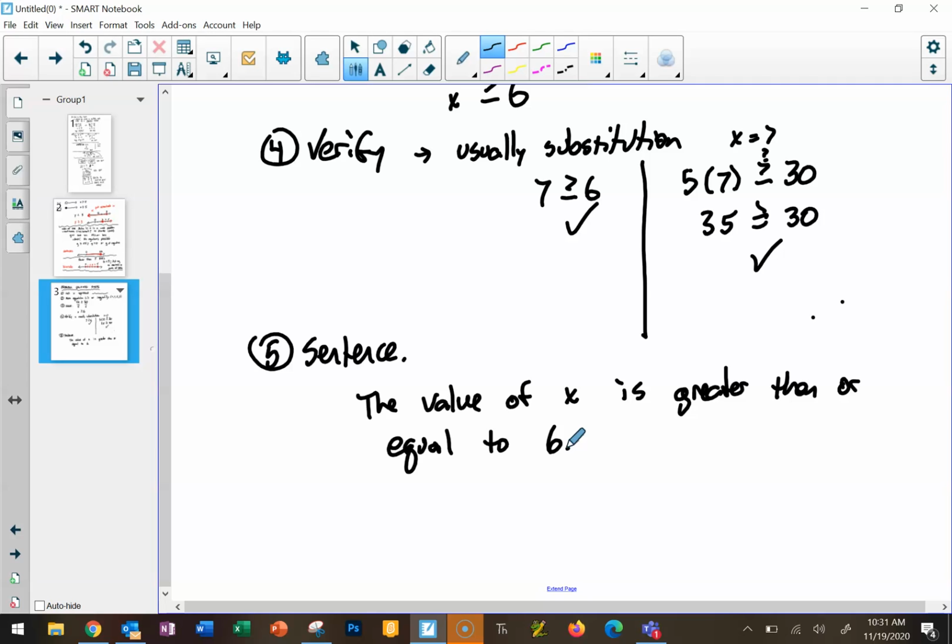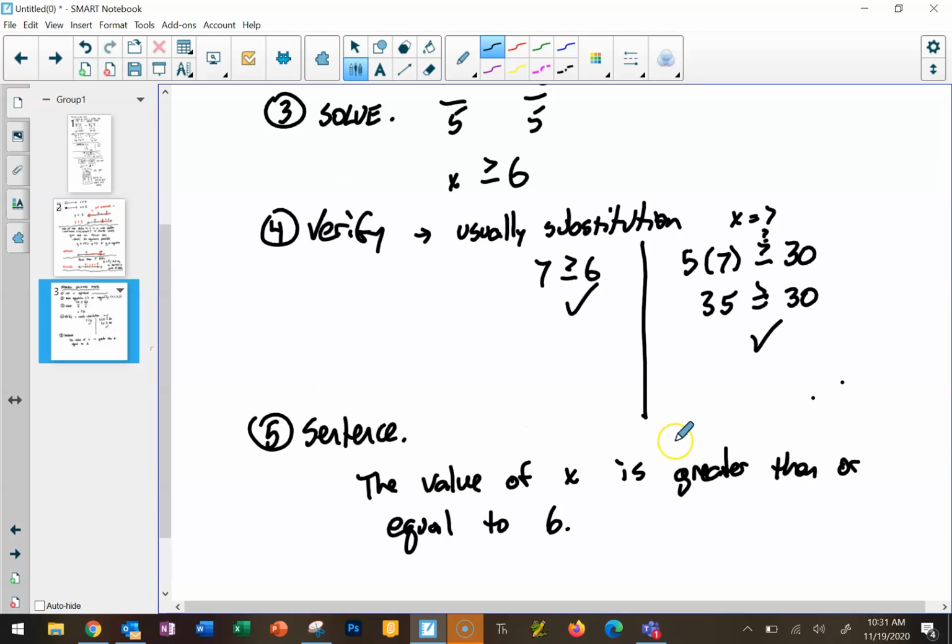And most of the time your solution is going to be in the form of a problem in real life, not just x is greater than or equal to something. It's going to say you need to have less than 55 liters of gas in your tank, or the plane is currently flying above 10,000 feet or something like that. So just make sure your sentence doesn't have to be a long sentence, just a short sentence.